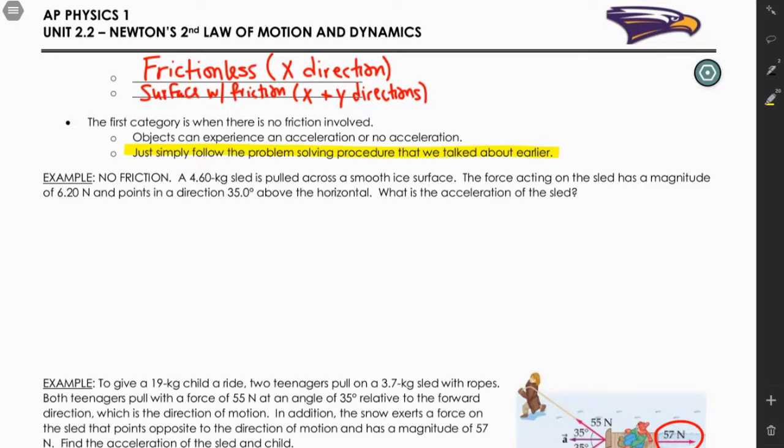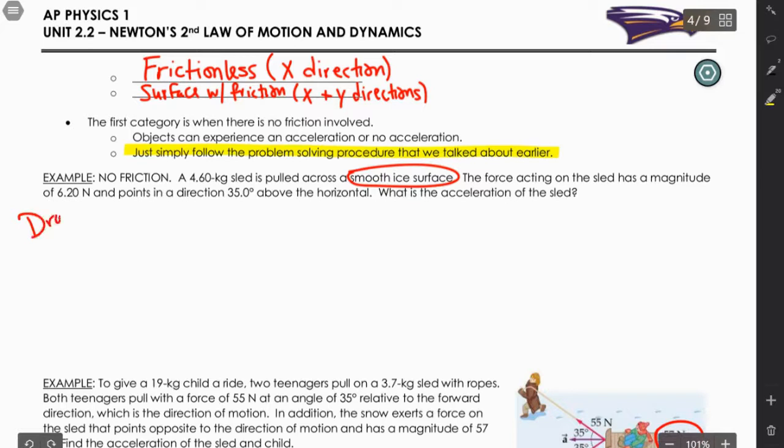So no friction, this is a no friction problem. The 4.60 kilogram sled is pulled across a smooth ice surface. If it's not explicitly stated that it's a frictionless surface, but you see something along the lines of smooth ice or icy, then we're talking frictionless, okay? The force acting on the sled has a magnitude of 6.20 newtons and points in a direction of 35 degrees above the horizontal. Now, what is the acceleration of the sled?